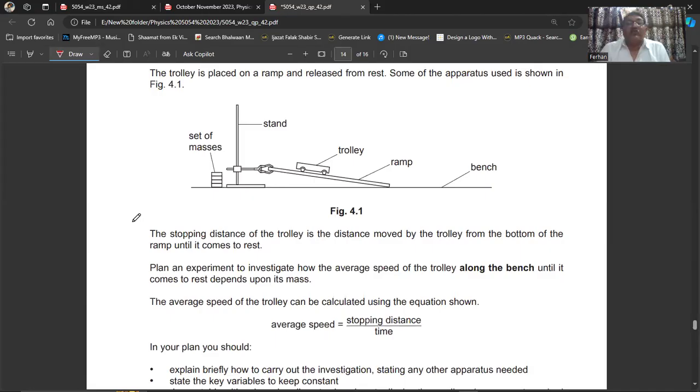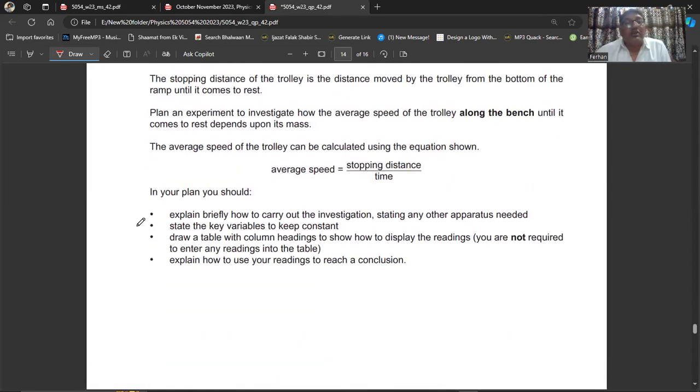Plan an experiment to investigate how the average speed of the trolley along the bench until it comes to rest depends upon its mass. The mass of the trolley, I mean. The average speed of the trolley can be calculated using the equation shown. Average speed is stopping distance divided by the time. In your plan, you should explain briefly how to carry out the investigation, stating any other apparatus needed.